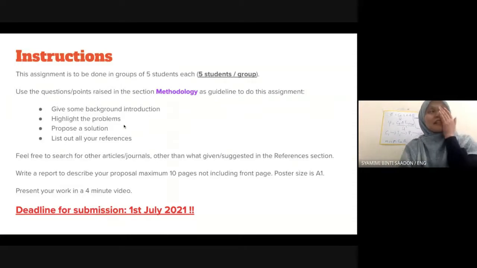Basically, this assignment is about waste heat recovery for a Brayton cycle, which is an air breathing engine cycle. So the objective is to propose a design of an improved Brayton cycle which can increase the efficiency. So give some background introduction, highlight the problems, propose a solution, and list out all your references. These are the important parts that you have to include in your presentation.